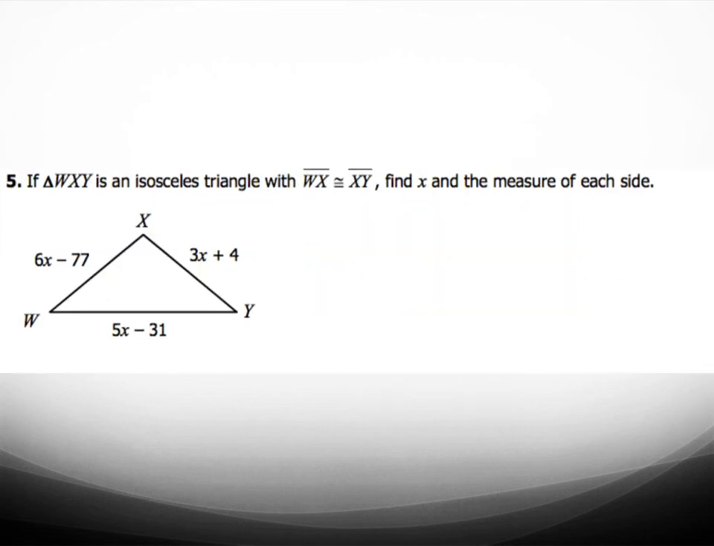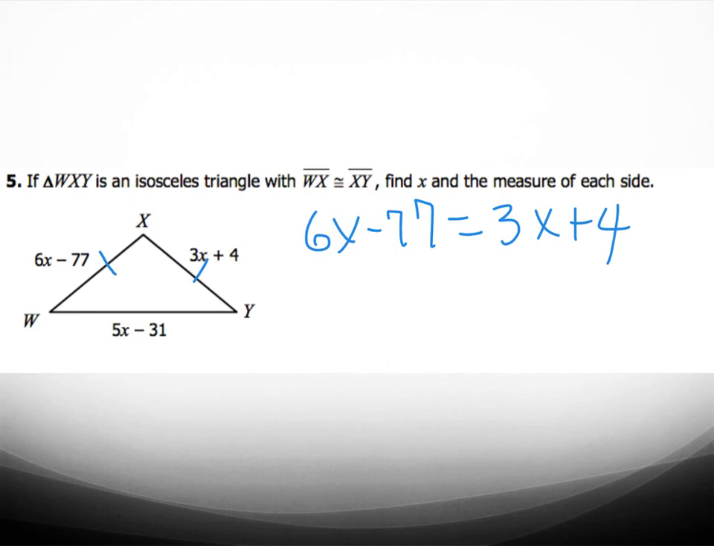Alright, this one is a little different. This one is talking about isosceles. They're telling us which sides are equal, WX and XY. I'm going to go ahead and mark it. I always like to mark. This helps me to determine what expressions to set equal to each other. So I'm going to set 6x minus 77 equal to 3x plus 4.